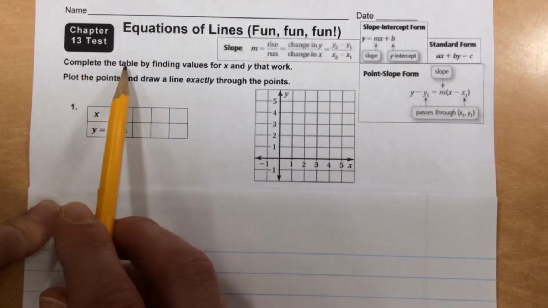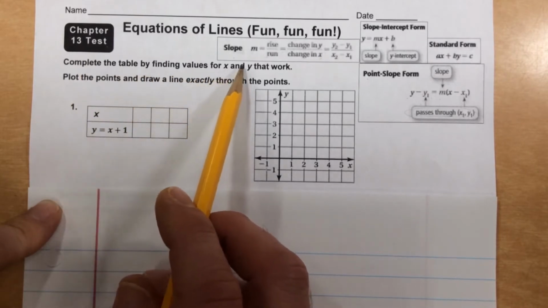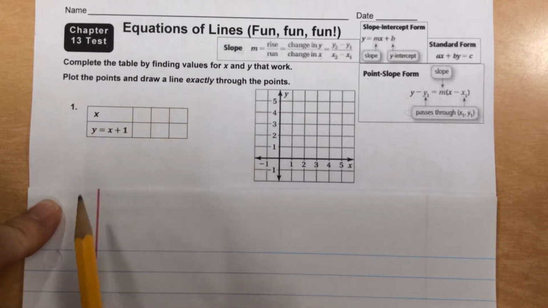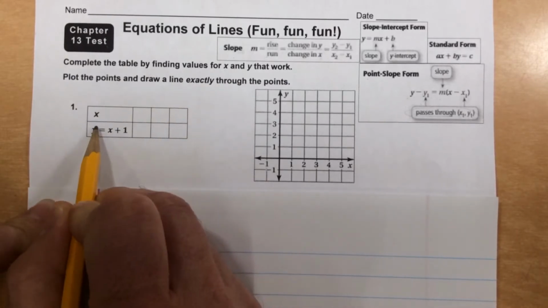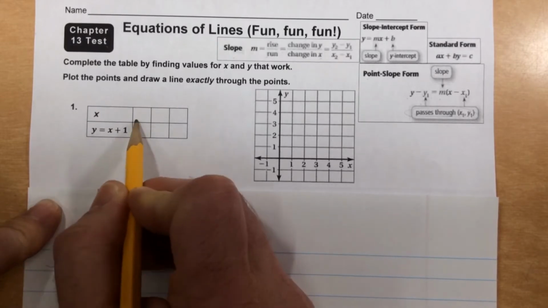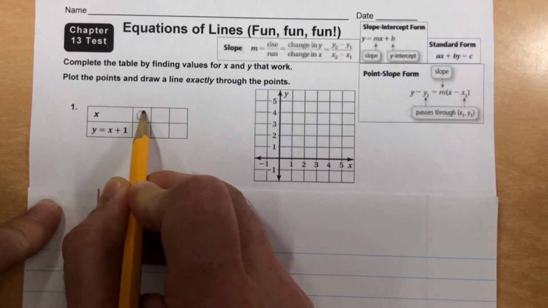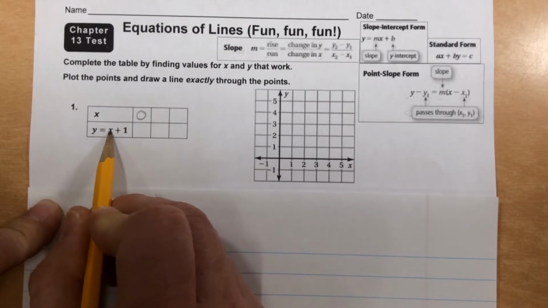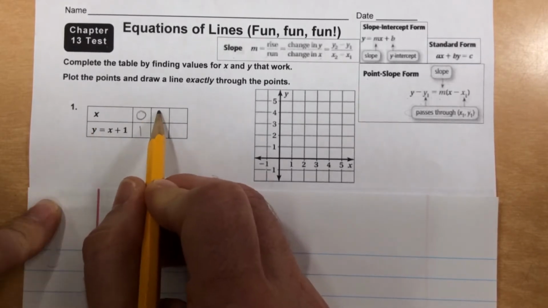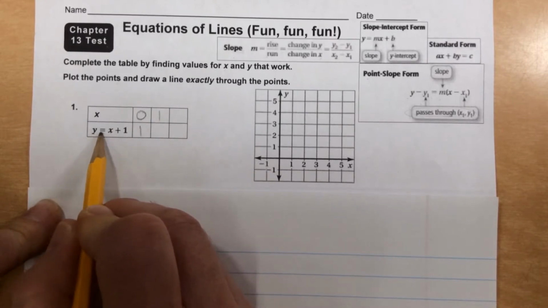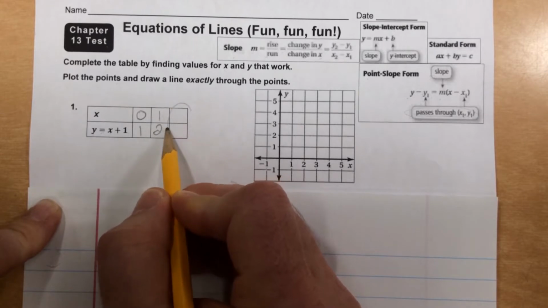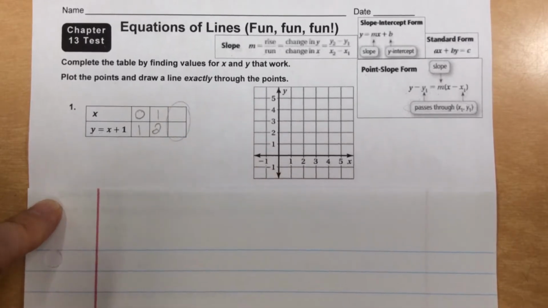Here we go. Complete the table by finding values for x and y that work. Then it says plot the points and draw the line exactly through the points. So the equation is y equals x plus 1. If I put 0 in for x, this becomes y equals 0 plus 1, which is, of course, 1. If I put 1 in for x, y equals 1 plus 1, which would be 2. I'll let you choose a third point.